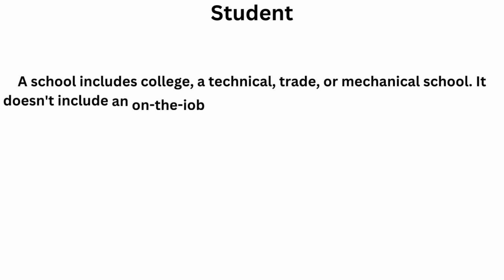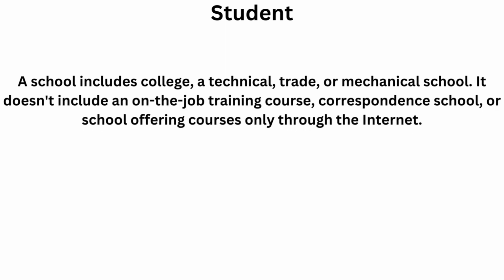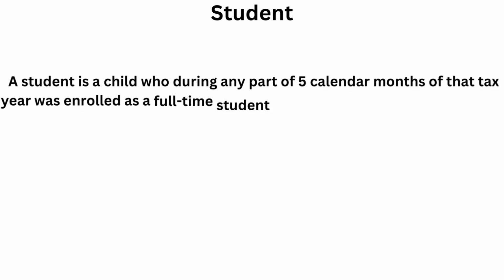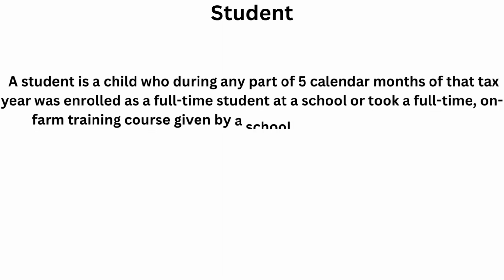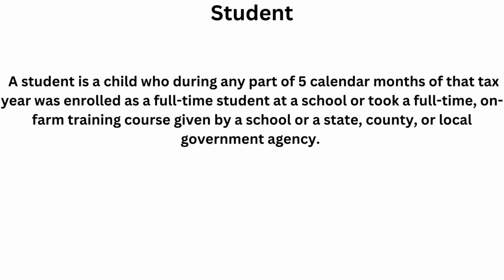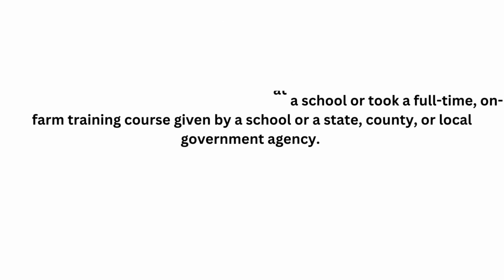A school includes college, a technical, trade, or mechanical school. It does not include an on-the-job training course, correspondence school, or school offering courses only through the Internet. A student is a child who during any part of 5 calendar months of that tax year was enrolled as a full-time student at a school, or took a full-time on-farm training course given by a school, or a state, county, or local government agency.